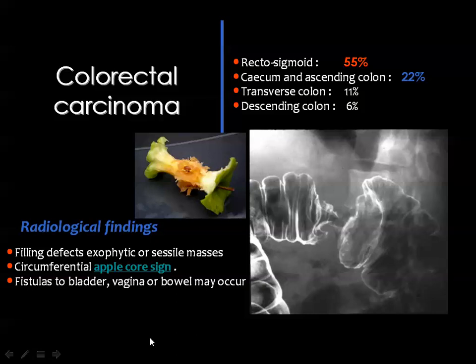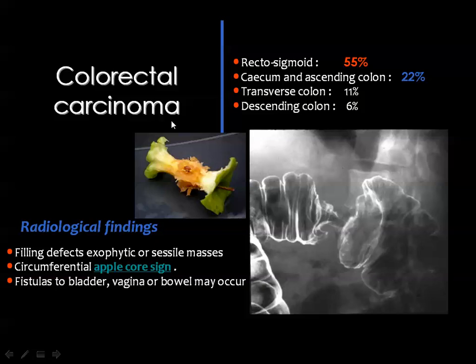The typical or classic appearance of colonic cancer is the stricture type, which is classically referred to as the apple core configuration. And you see here, this is the transverse colon, and you see the classic apple core configuration due to significant infiltration of the wall of the colon by the tumor, leaving this very narrow track of the lumen.